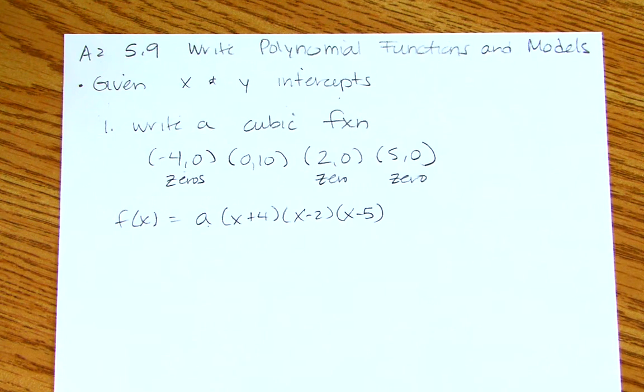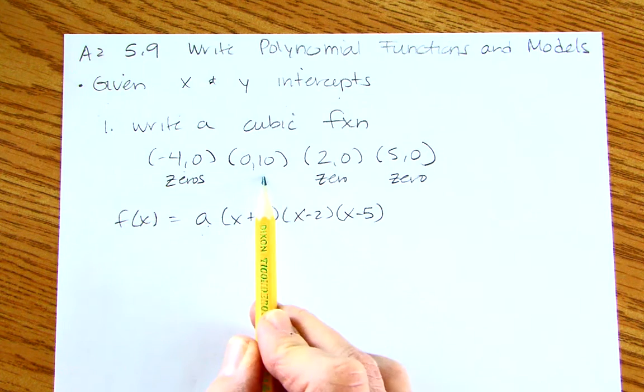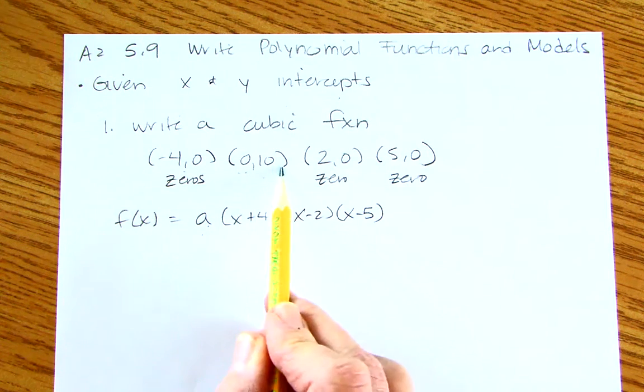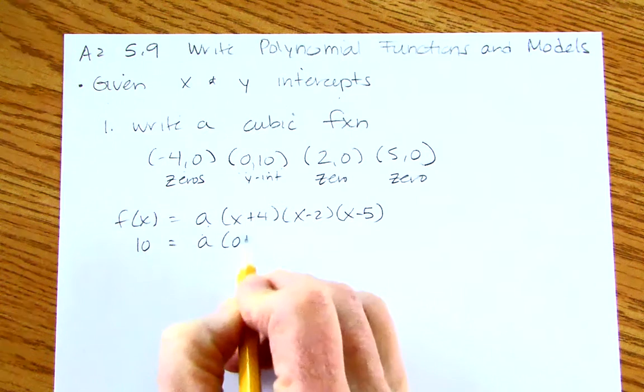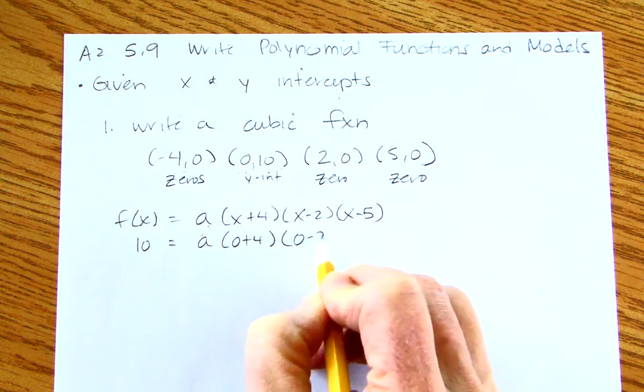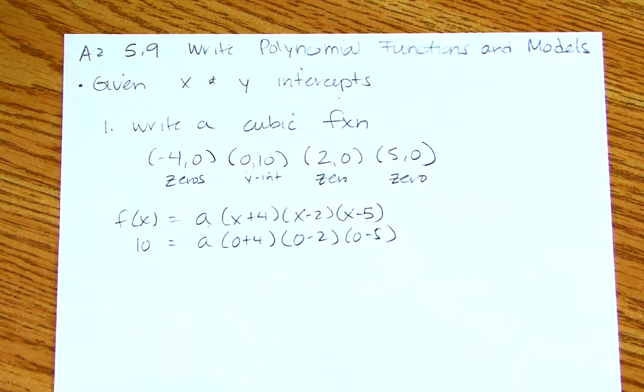What I don't know is what the leading coefficient is. In the last section, or a couple sections ago, we just assumed the leading coefficient is 1. But now I know that when x is 0, y is 10. I also have the y-intercept. So I know that y is 10 when x is 0. So I can plug that point in, and you could be given any point.